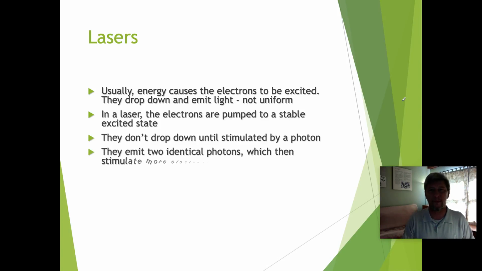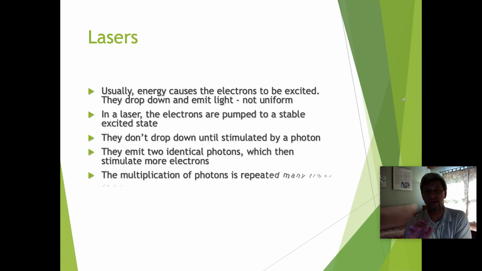This can come from a battery, it can come from a plug, it can come from a variety of things. But the electrons are kept in that excited state, and they're maintained there so that they don't drop back down, unless they're stimulated by a photon. Now, a photon is a particle of light. We'll talk about that more in the next unit, but photons are essentially units of light.